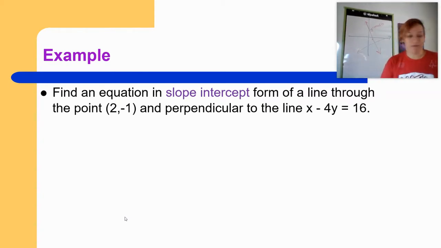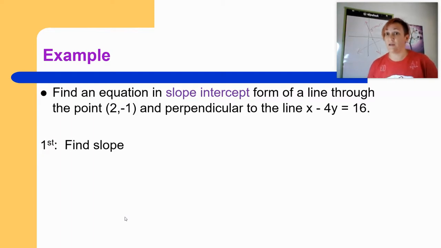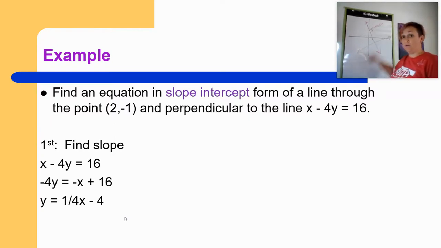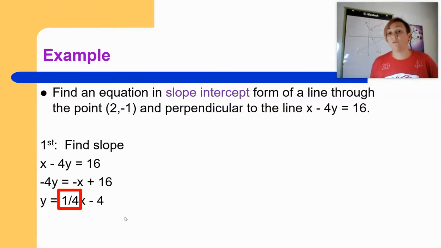To help us out, the definition of perpendicular lines is two lines whose slopes are opposites and also reciprocals. And so to make sure that my two lines are going to be perpendicular, I need to first find the slope of the existing line that they gave us, the x minus 4y equals 16. This is, once again, in standard form, so I'm going to need to change it to slope-intercept by subtracting the x and dividing everything by -4. And so now I know that the slope of the original line, this line, is positive 1/4.